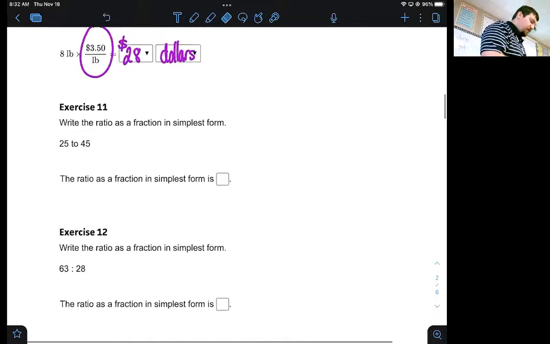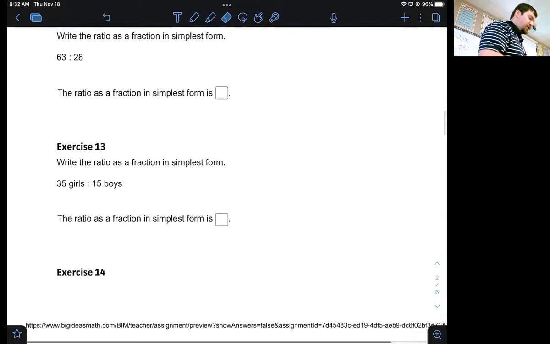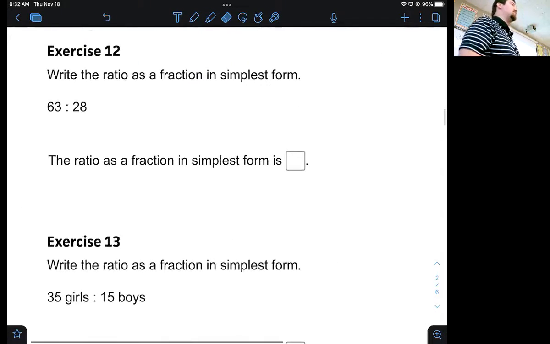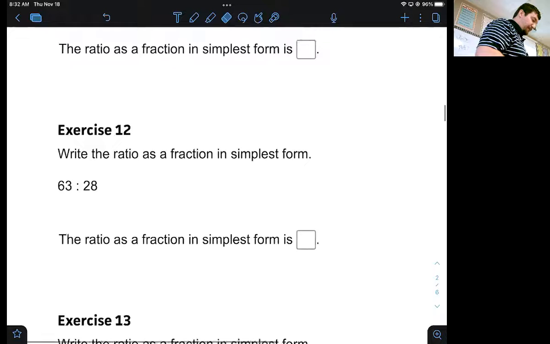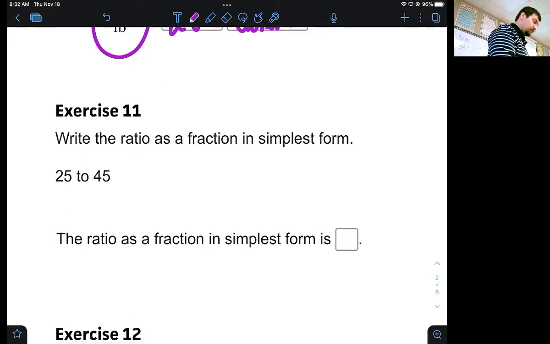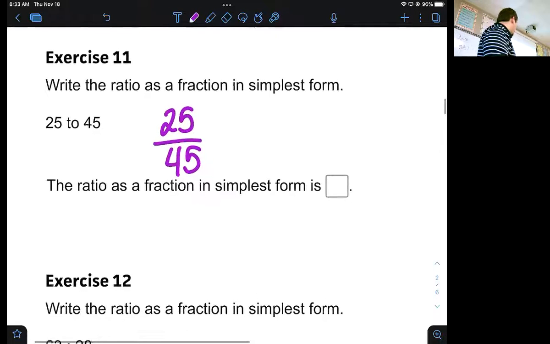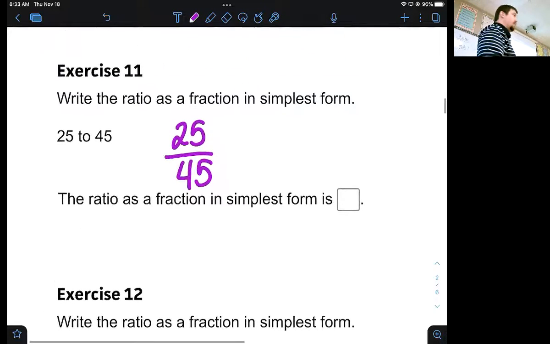Numbers 11 and 12 and 13 and 14 and 15 all give you ratios or rates. They want you to write them as fractions and they want them to be simplified. Okay, so Ella, what fraction could I write for number 11? Okay, so I turn it into a fraction. Remember, ratios can be written one of 3 ways. Fractions, most common. You could write the word to between the numbers, or you could use a colon. All of them are the same thing, but they all have to be reduced.